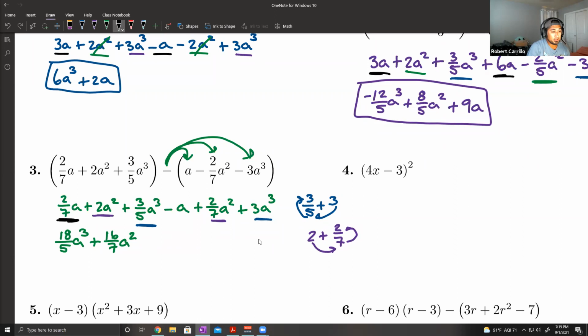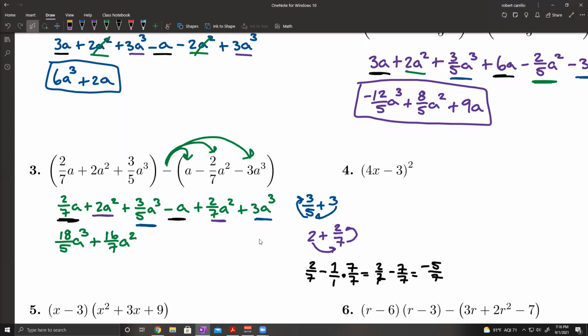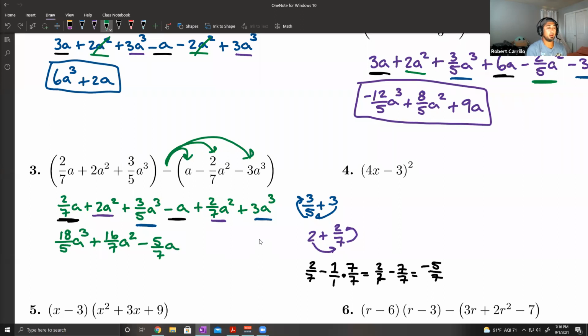You have 2 sevenths a minus a. So that's going to be represented by 2 sevenths minus 1. Now here we can't use that fraction trick, so here we'll just get a common denominator. We'll put 1 over 1 and multiply by the common denominator of 7. And you'll get 2 sevenths minus 7 sevenths, which gives me what? 5/7. Good. So now we get -5/7a. And there it is. Beautiful fractions.